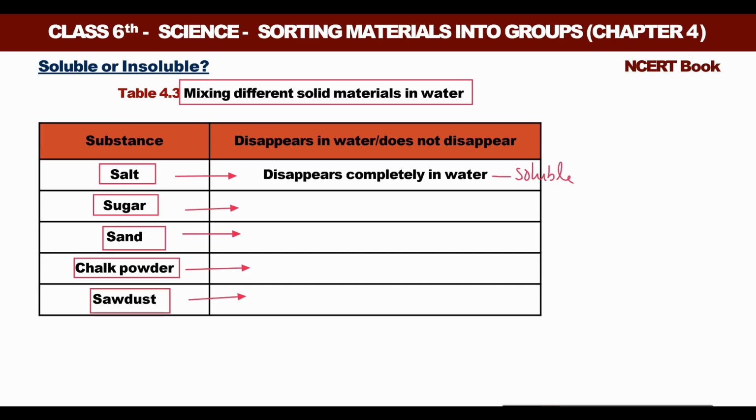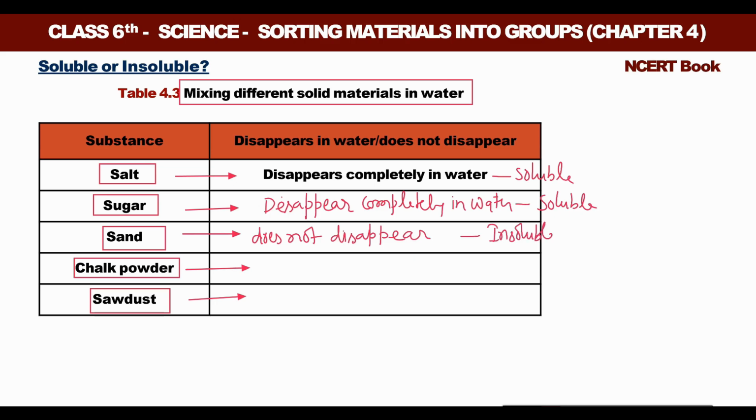And sugar also disappears completely in water. Then sugar is also soluble. This is the property of this material, sugar. Sand does not disappear. It does not disappear; it is visible in the water, sitting at the bottom, so it means it is insoluble.